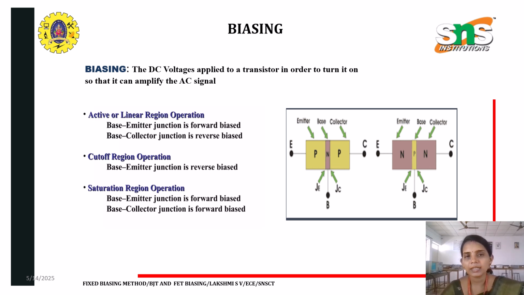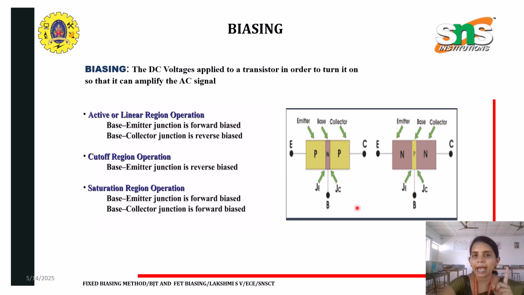We know that there are three regions of operation in BJT. In the previous lecture series, we discussed the BJT working and its types. So we know about the PNP and NPN transistors. Here I have given the PNP and NPN. There are three regions of operation.